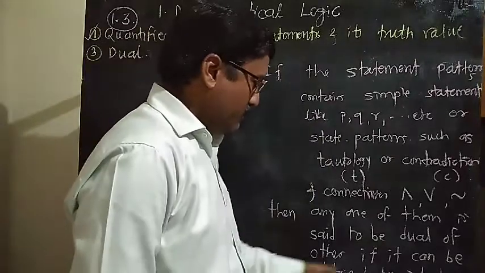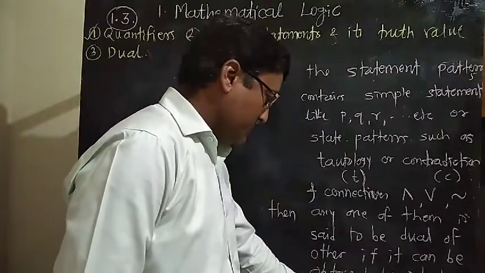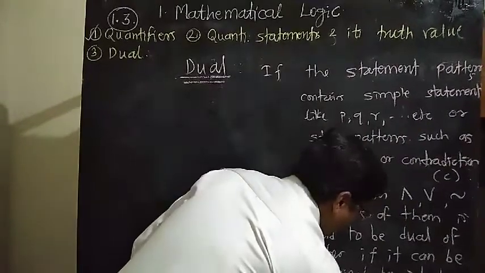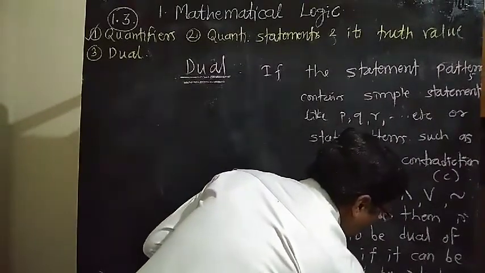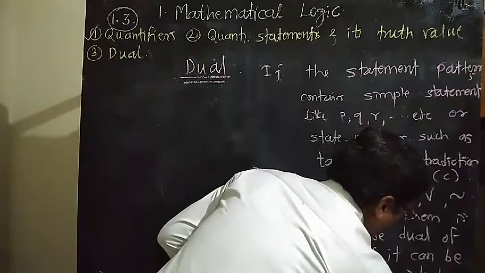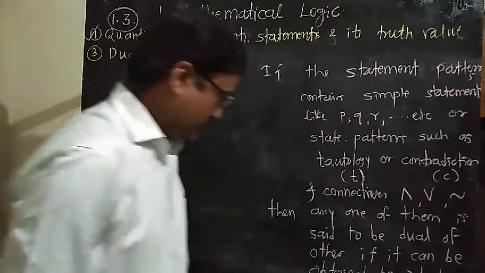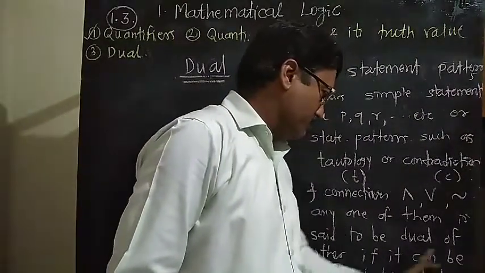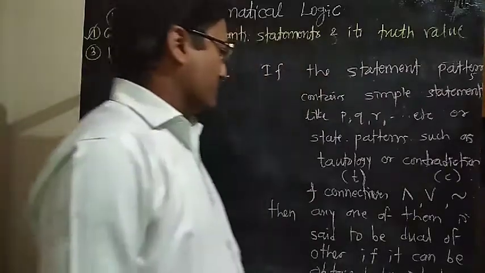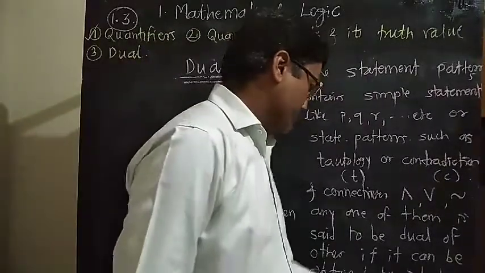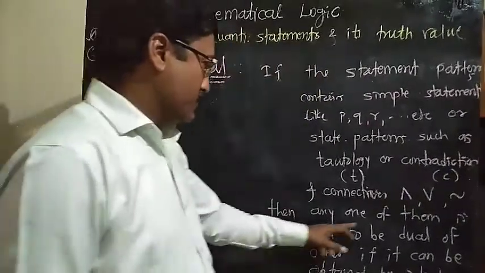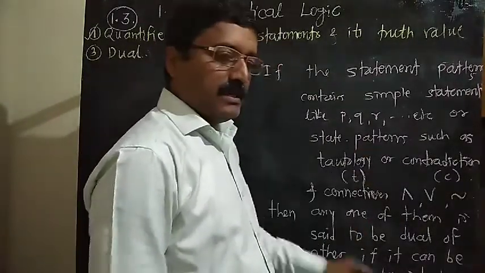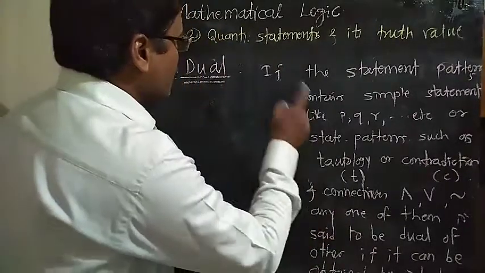If conjunction is given, then we will write disjunction. If disjunction is given, we will then change it with conjunction. And tautology with contradiction. If tautology is given, then we will write contradiction, and if contradiction is given, we will write it with tautology. If we make such changes, and one statement pattern gets converted into another statement pattern, then those two statement patterns are said to be duals of each other.